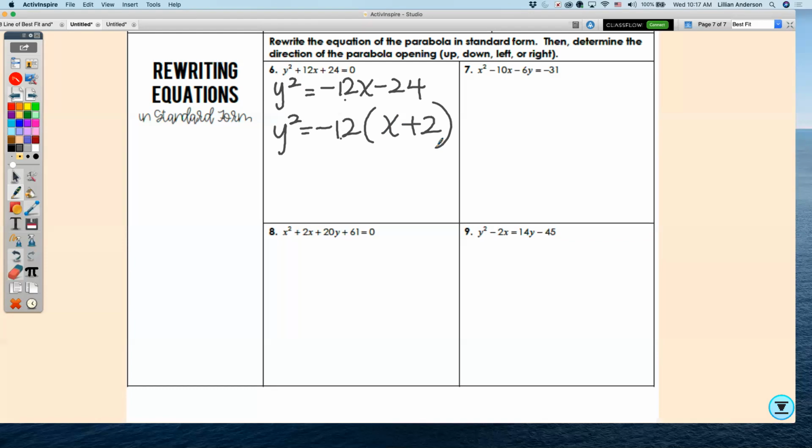Is this vertical or horizontal? Horizontal. How do you know? The y's are being squared. So that means it's either going to open left or right. It is going to be left because p is negative. Even though we didn't solve for p, since it's a negative 12, we would technically have said negative 12 equal to 4p and found that p was negative 3, which again indicates that it's going to be left.